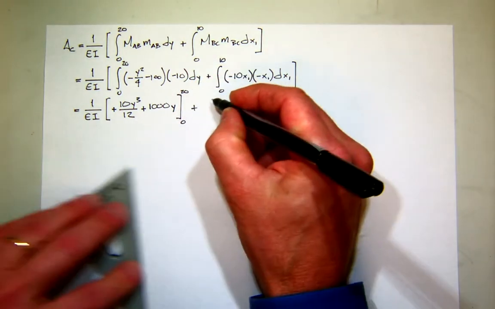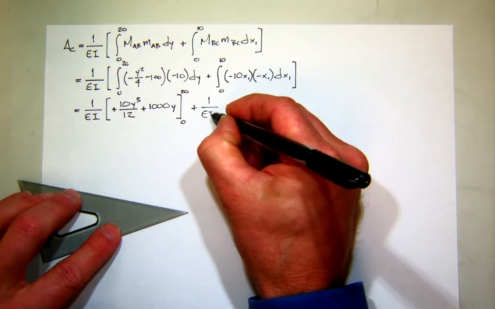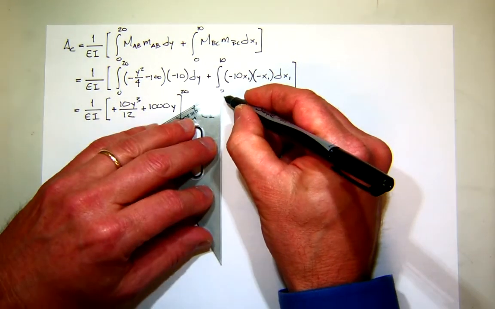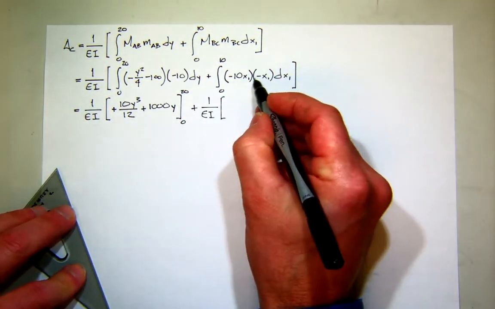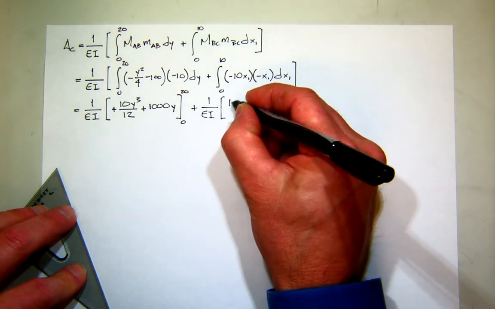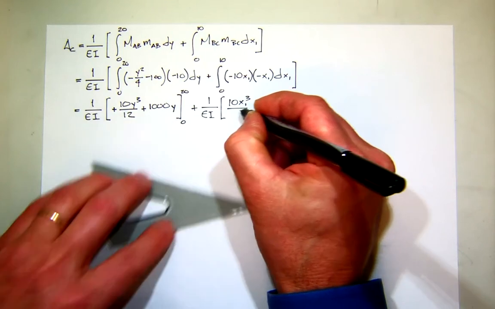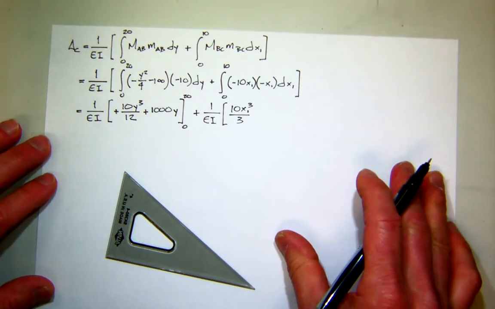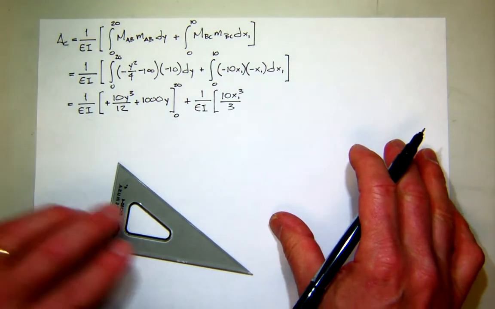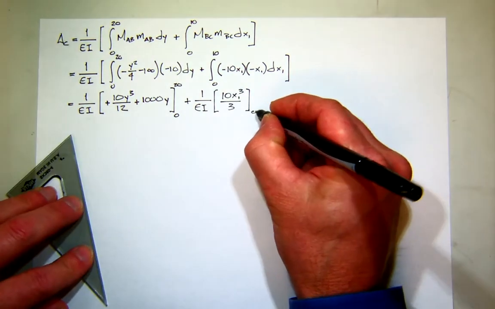And then plus, this term also has the EI constant. And this is just 10 x1 squared. So that becomes 10 x1 cubed over 3. Oops, sorry. Need to take these things down, I think. And that's evaluated from 0 to 10.